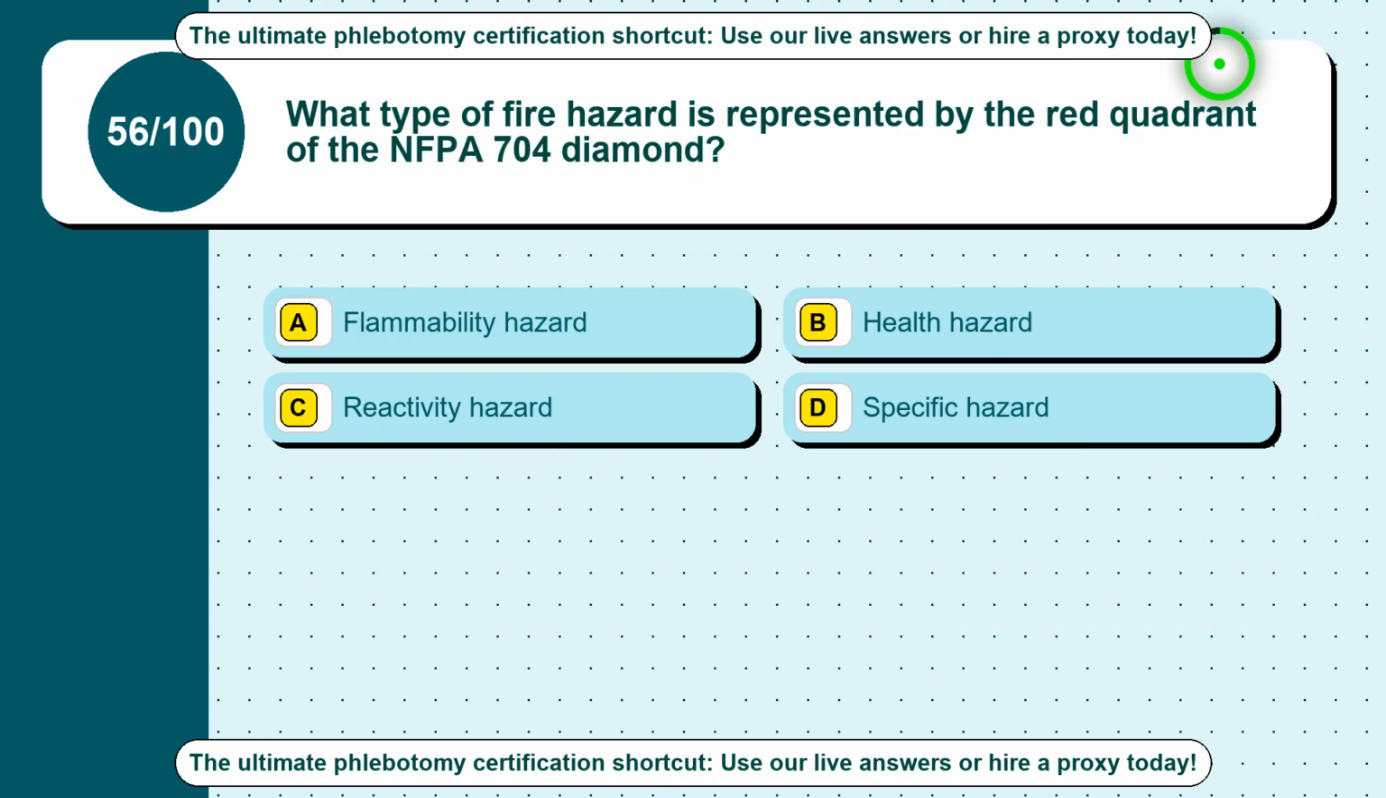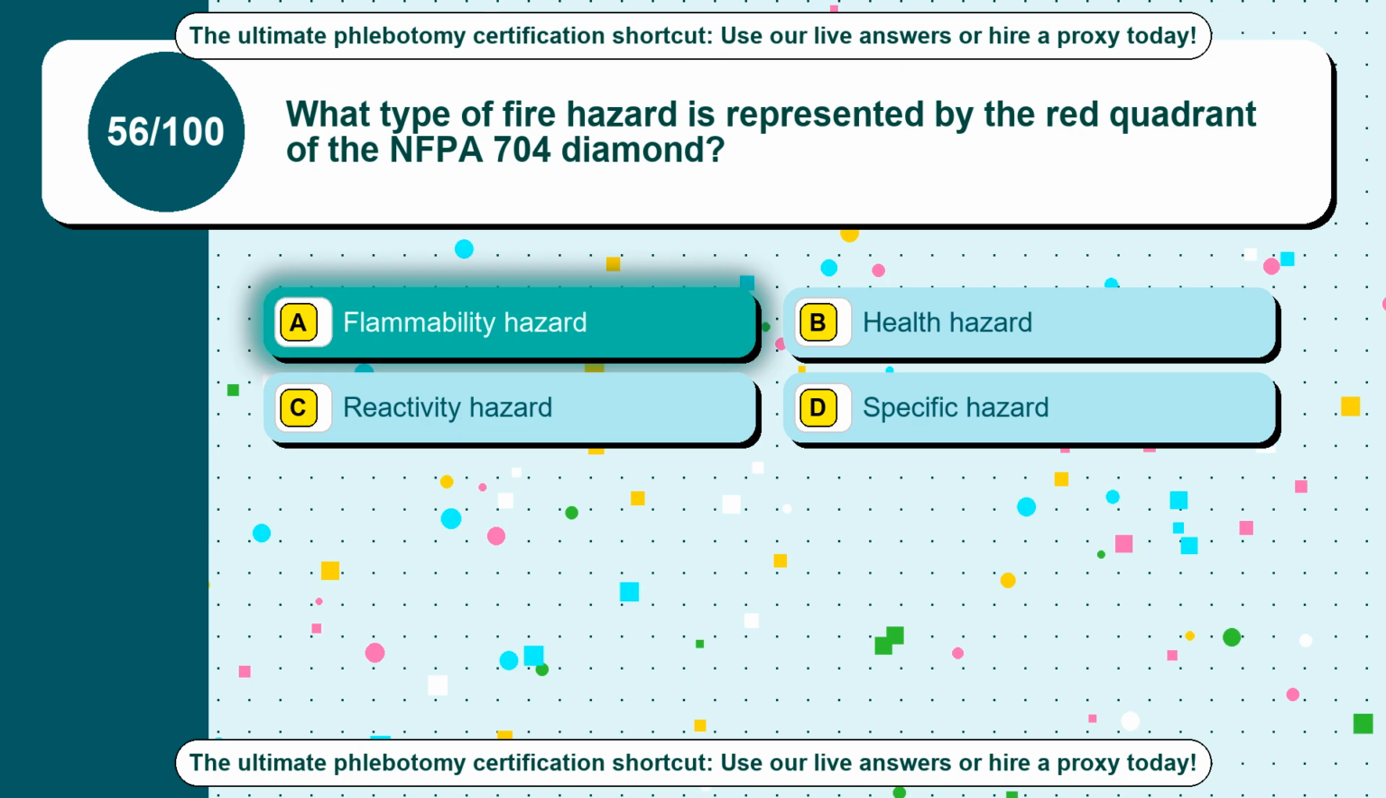Question 56. What type of fire hazard is represented by the red quadrant of the NFPA 704 diamond? Option A, flammability hazard. Option B, health hazard. Option C, reactivity hazard. Option D, specific hazard. The correct answer is option A, flammability hazard.